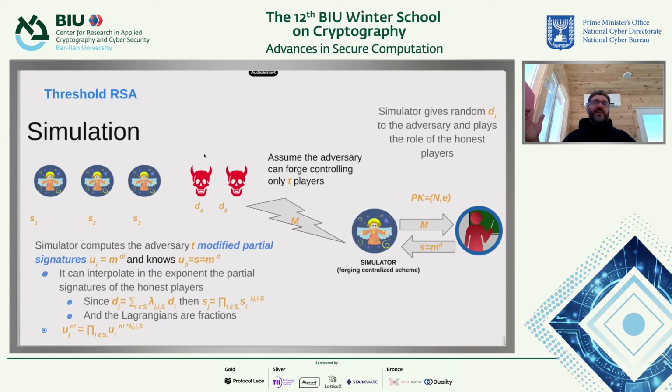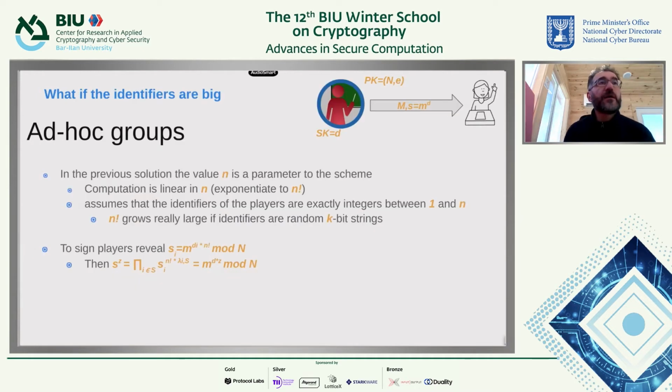And then, of course, there's a final part in the simulation, which I'm not showing: at this point, the adversary is seeing the same view that it would see in a real execution, and therefore it will forge with the same probability as it will forge in the real execution. And if it forges, then the simulator forges in the centralized scheme, which we assume to be impossible. And this is how the Shoup threshold RSA works.